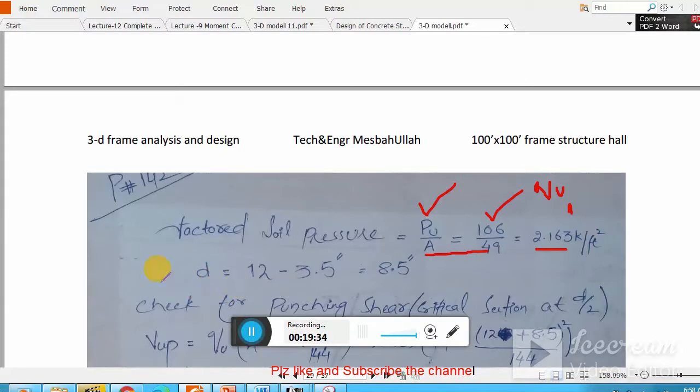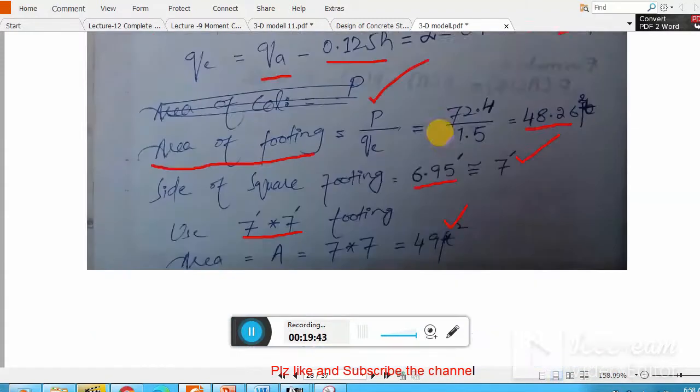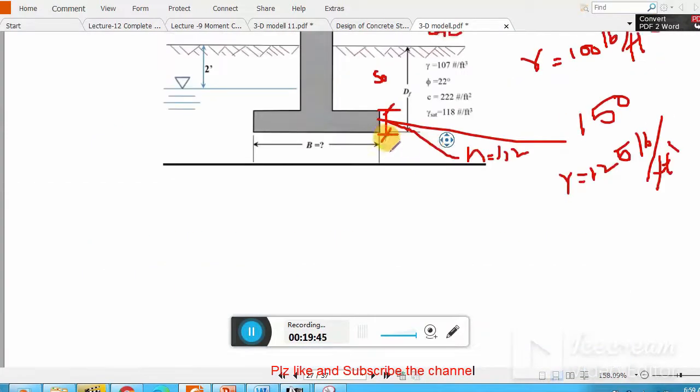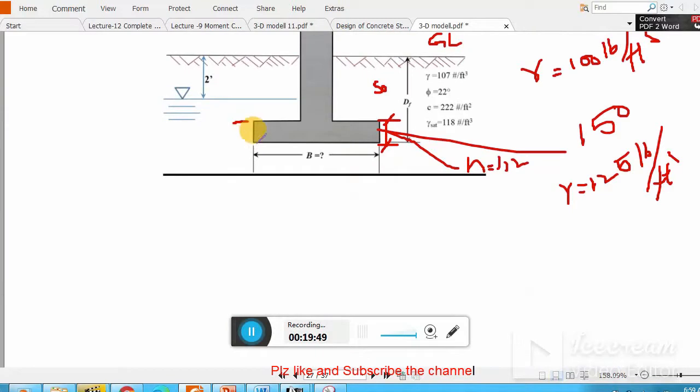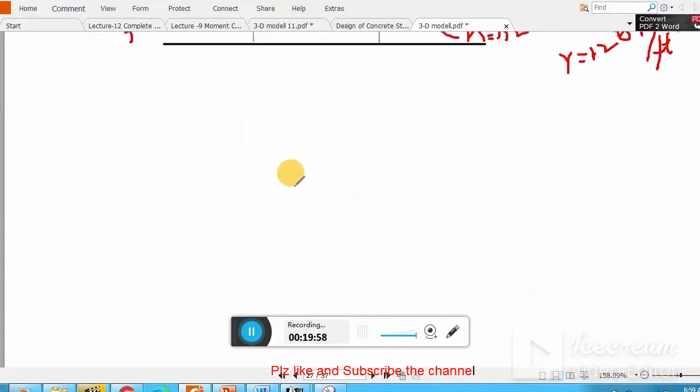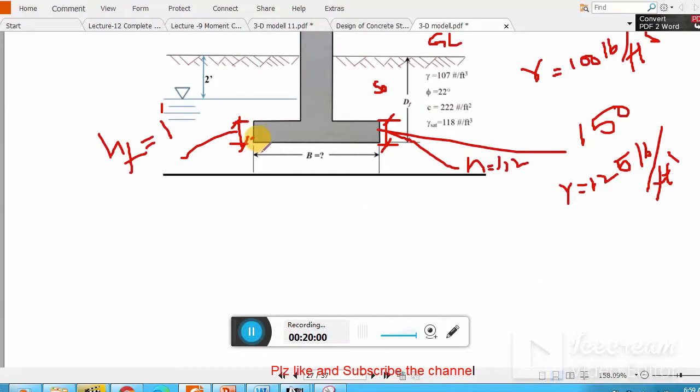Now let's say I'm using my HF, that is my footing depth, as 12 inch. I'm using 1 foot of total concrete depth. Let me show you this one. I'm using the concrete depth, or the thickness of the concrete mat, let's say HF is equal to 1 foot. If I am providing bars here, I need the effective depth, that is D.